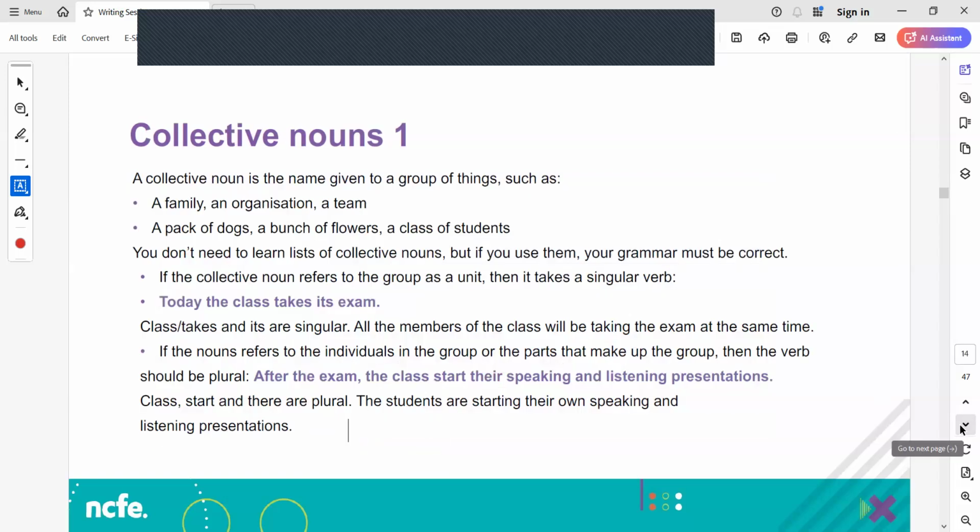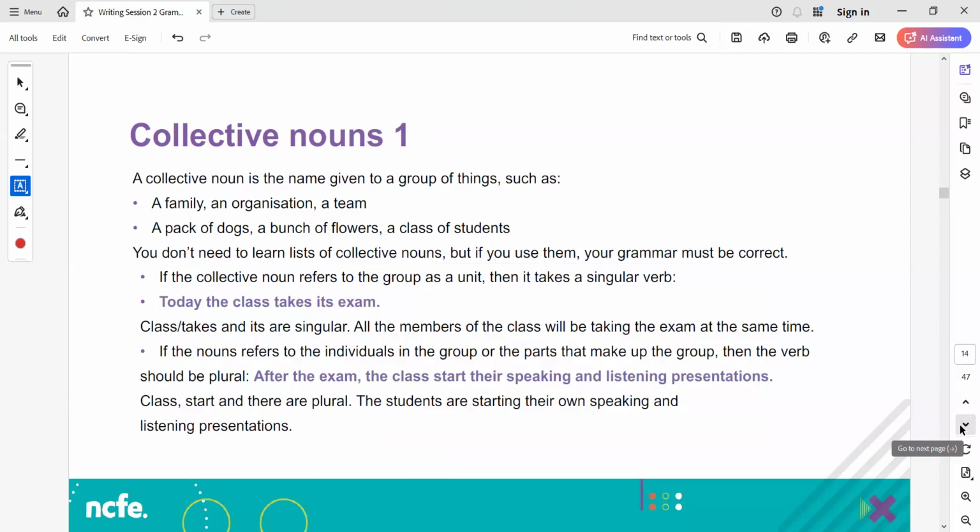Collective nouns. A collective noun is one name given to a group of things. So it could be a family, an organisation, a team. And some examples: a pack of dogs, so pack is the collective noun; a bunch of flowers, so bunch; and a class of students, class there is the collective noun. You don't need to learn lists of these collective nouns, but if you are using them, then your grammar must be correct.